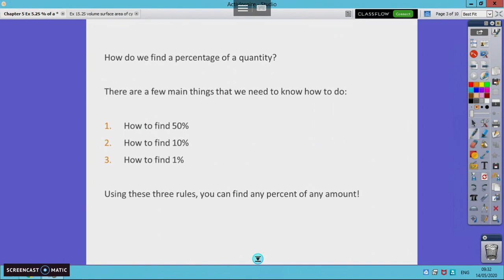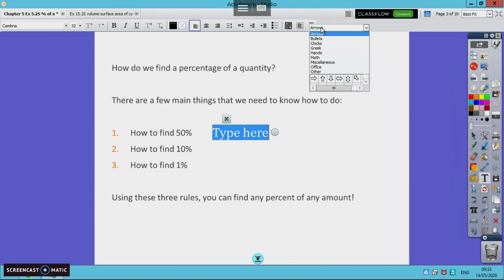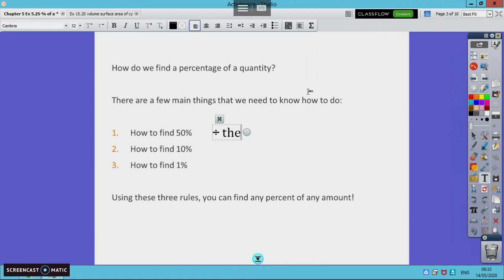Okay, so here's the main things that I want us to think about, and you can make notes on these. So how do we find a percentage of a quantity? What that means is just how do we find a percentage of any number? We need to find 50%, 10%, and 1%. Now, how we find 50% is we divide the number by 2. So that's how we find 50%.